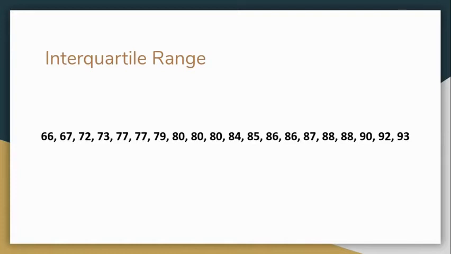The median is an important part in determining the interquartile range because it marks the halfway point in our data. The median of this data set is between 80 and 84. When we average these two values, we get our median of 82.